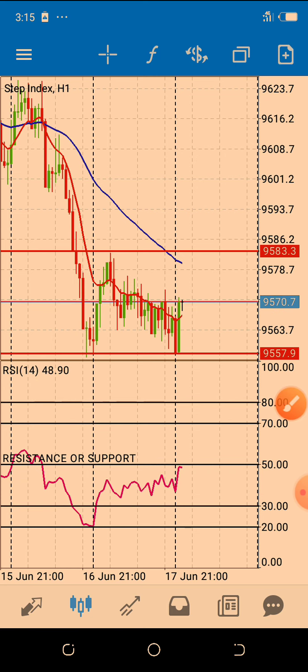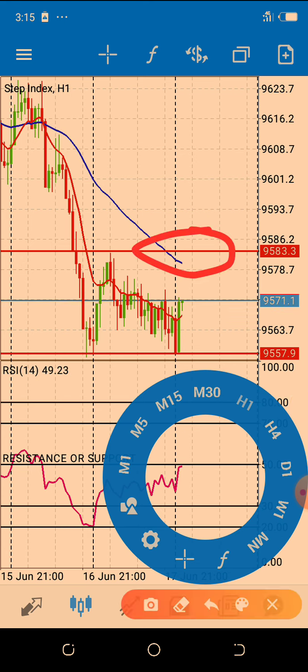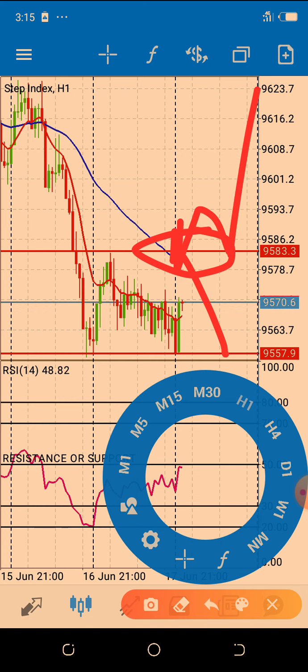Now I'll wait for this trade. If it gets to the resistance zone, it will either be a pullback if it can't break it, or it will break it, retest the broken support, broken resistance, and travel further up to around this the highest resistance zone there.